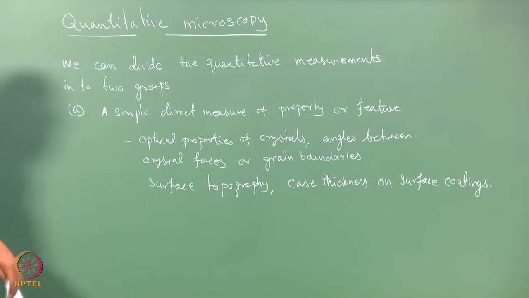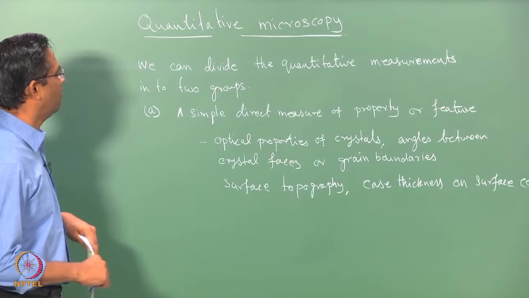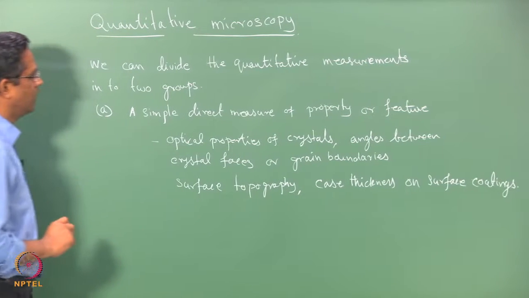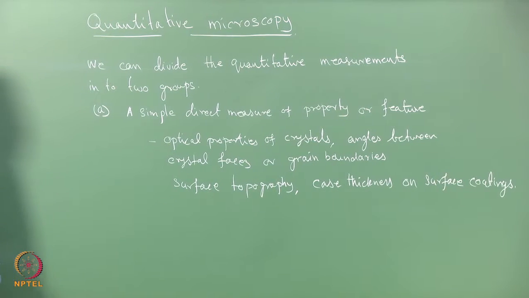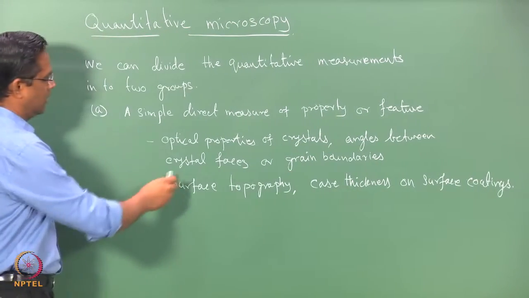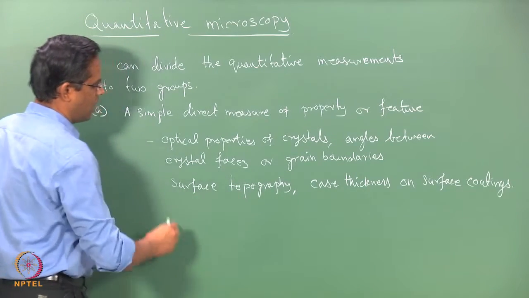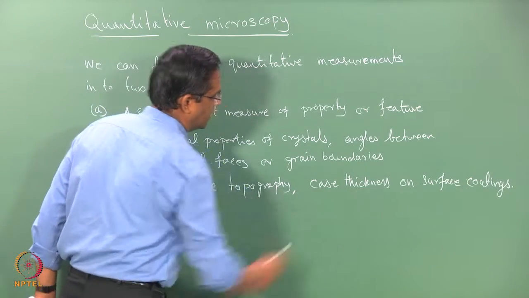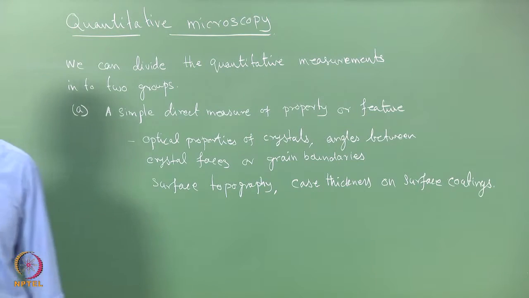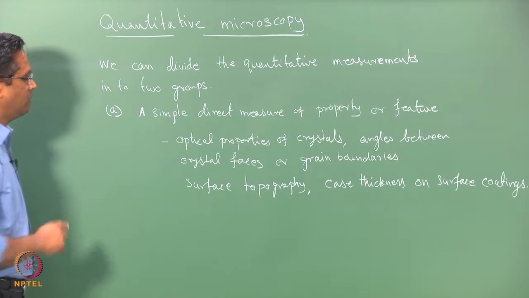So, what I have written here is, when we talk about quantitative microscopy, we can divide it into two measures. One is a simple direct measure of a property or a feature on a material, which could be the optical properties of crystals, or angles between the crystal faces, or grain boundaries, or surface topology or topography, or case thickness on surface coatings, or even a metallurgical phenomenon like case hardening treatment and so on. So, this is a direct measure.